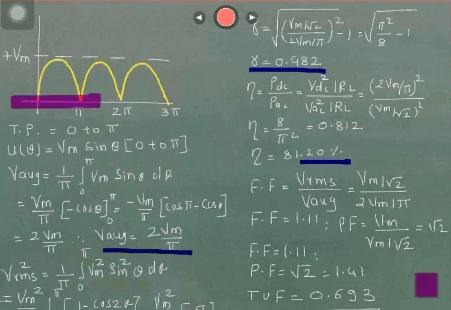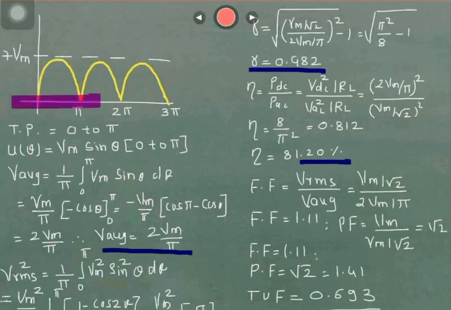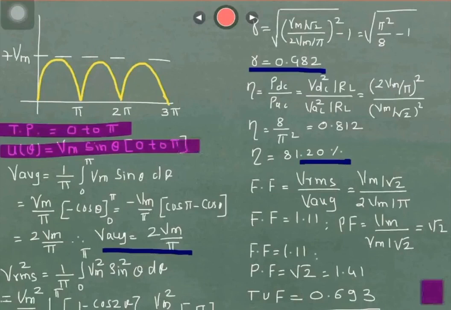The time period of this waveform will become 0 to pi, because after pi this waveform will start repeating. The waveform does not have two segments, it is a single segment from 0 to pi. So the time period has been written 0 to pi, and the equation has been written V of theta is equal to Vm sin theta. You can concentrate on the highlighter color which I am using.